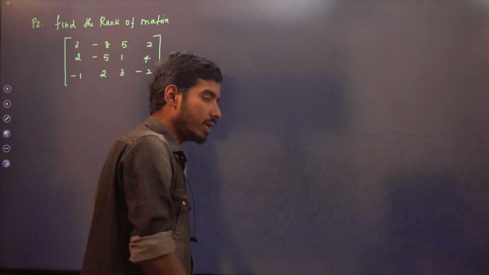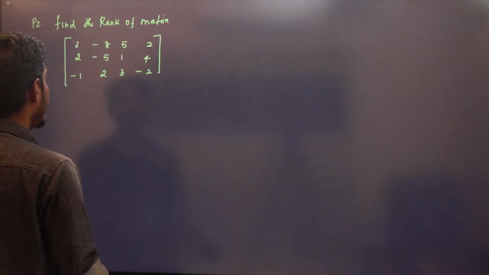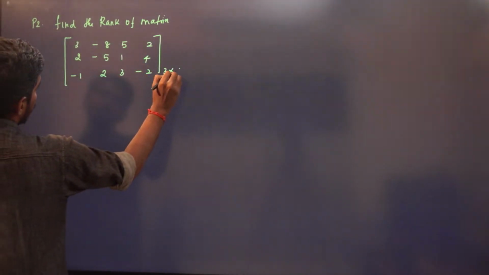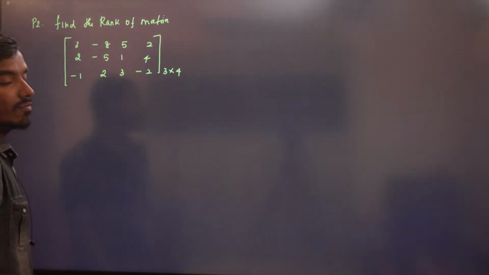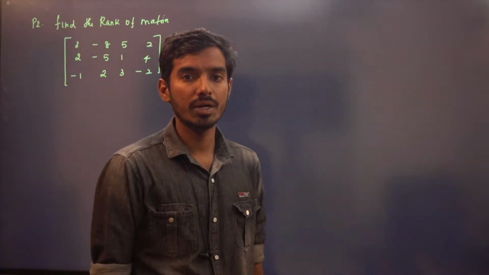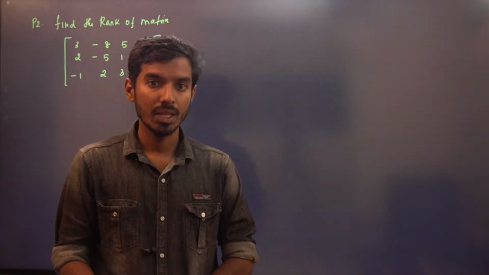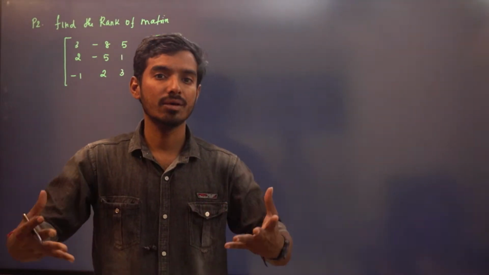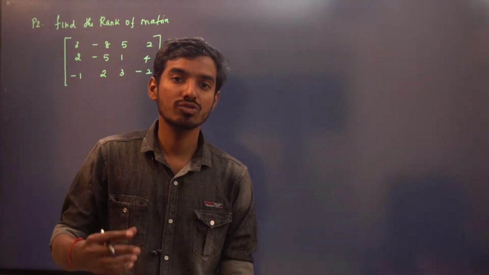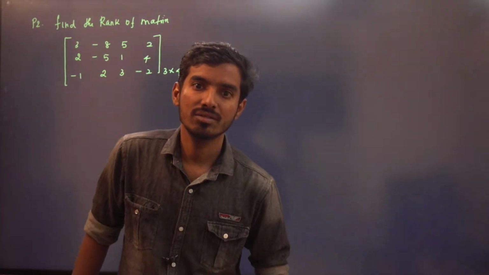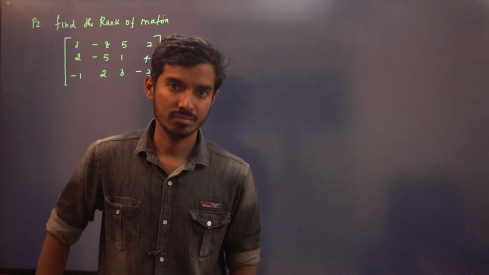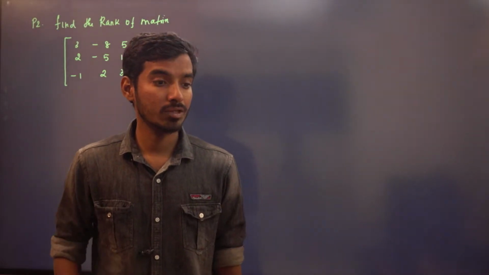See, the rank of A will always be less than or equal to the minimum of m comma n. It has 3 rows and 4 columns, so the rank of A will always be less than or equal to 3. As of now, I have said the rank is the number of non-zero rows. In upcoming classes, why the rank is the number of non-zero rows, and what the rank tells, you will come to know. It will be very, very interesting.